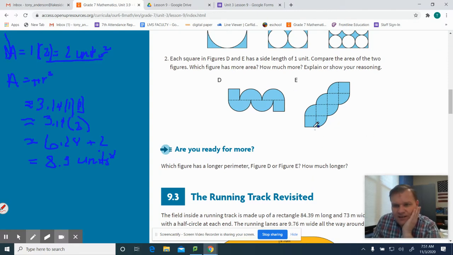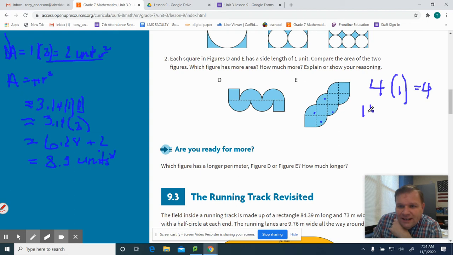Now for E, I have 1, 2, 3, 4 of those circles, 1 by 1, which would be 1. So 4 times 1 is 4. But if I look at all these little circles, I find out that they're quarters. So that means I've got 4 quarters right here, which would make a whole circle. And then I've got another 2, which would be a half. So I've got 1.5 circles here.